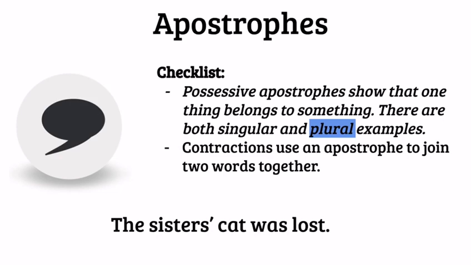Here are some plural examples. This time, the sisters, there's 2 or 3 or more of them, have lost their cat. So the sisters' cat was lost. Because it's a plural already with an S on the end, we just put an apostrophe afterwards.